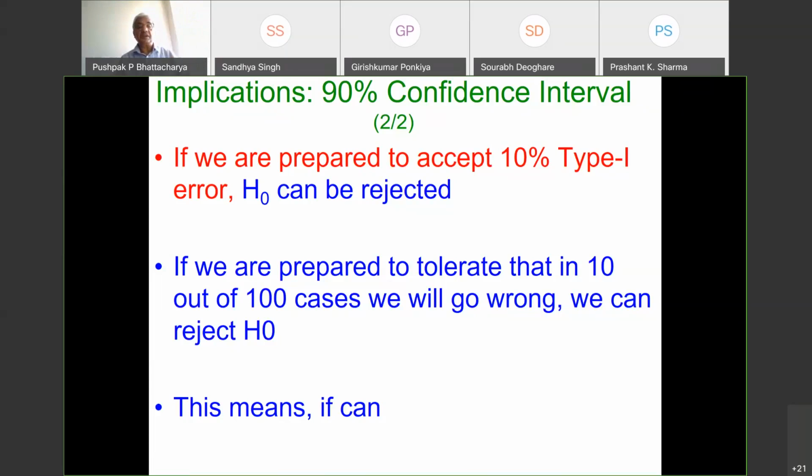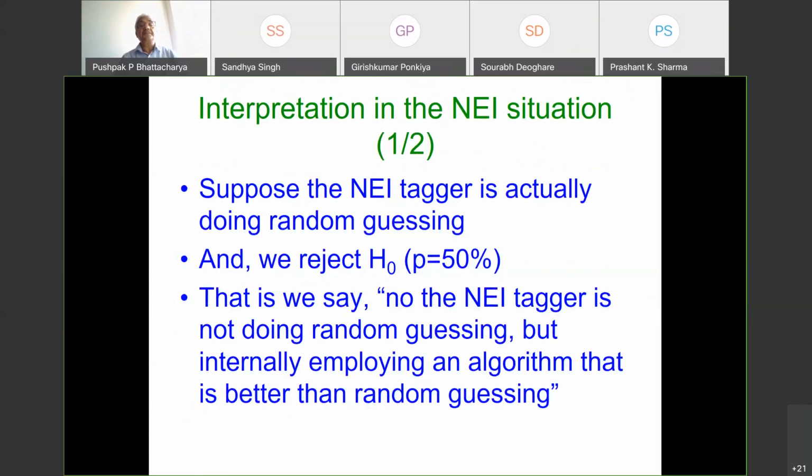Remember that H naught is always formulated with the ultimate aim of rejecting it, demolishing H naught with the help of the data. Sorry, this sentence is not complete. So what does this mean again? The interpretation in the named entity identification situation is that suppose the named entity identifier tagger is actually doing random guessing, and we reject H naught and say that no, the tagger is not doing random guessing, but internally employing an algorithm that is better than random guessing. Then what is the situation?